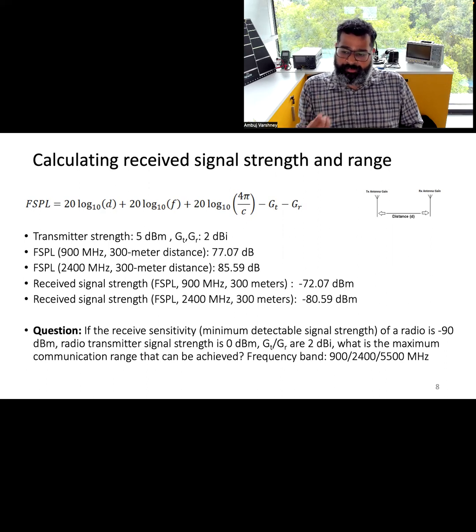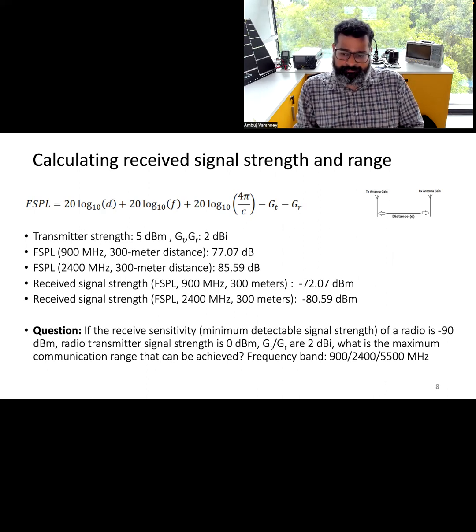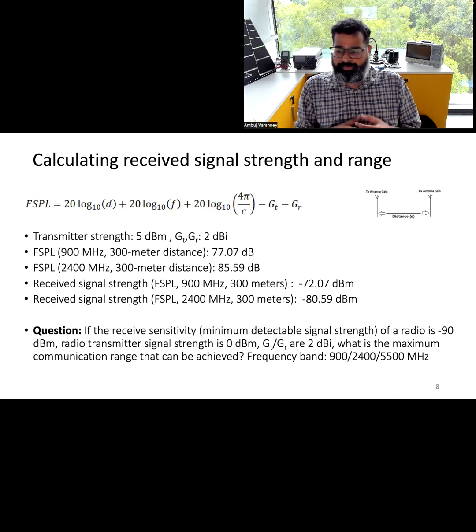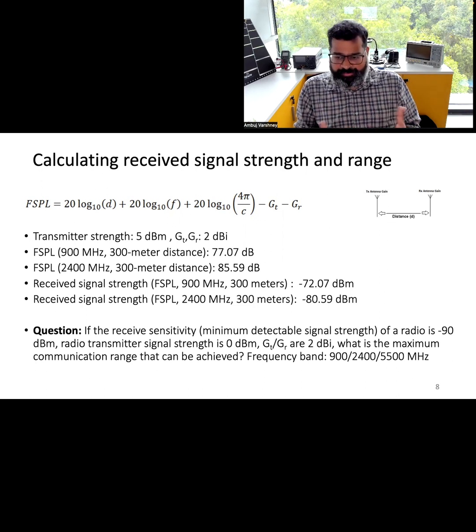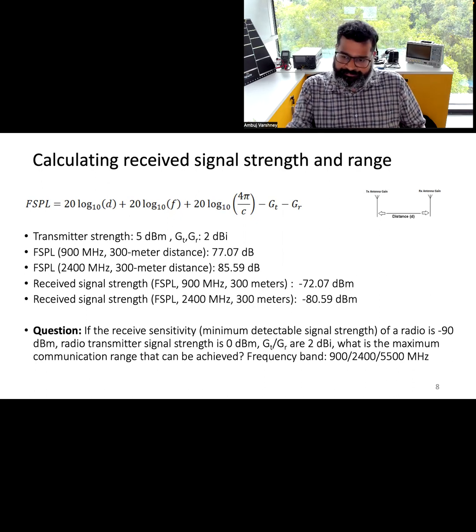To further estimate the possible communication range, we also need to consider something called receiver sensitivity, which is the minimum strength of a wireless signal that a radio receiver can actually receive successfully. Typically, for radios conforming to standards such as Bluetooth, the receiver sensitivity can be between -90 and -100 dBm. To estimate this range of communication, we can again use the Friis and free space path loss equations. I have placed this question on the slide, and I would highly encourage you to go back and try to solve it based on what you have learned in the last few slides.